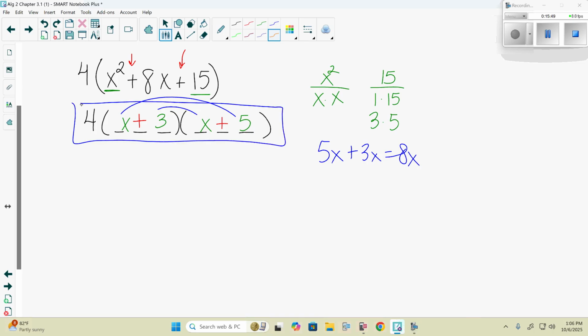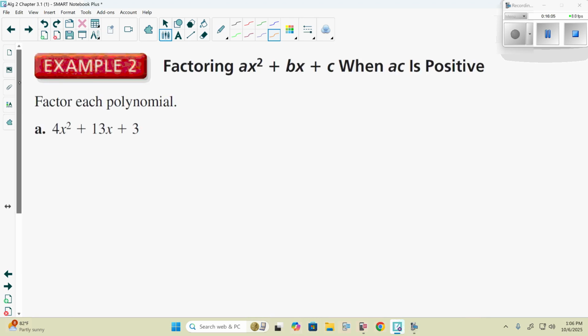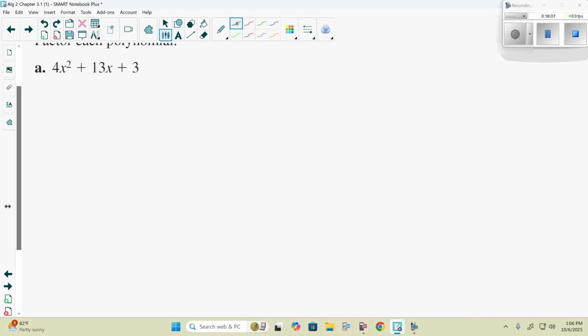If it wasn't, we could have tried switching to 3 and 5 and see if that got it. It's not going to change anything because the numbers in front of x and x are still 1. So then we could have switched to 1 and 15 and tried it. But we have the correct set of factors, so we can move on.